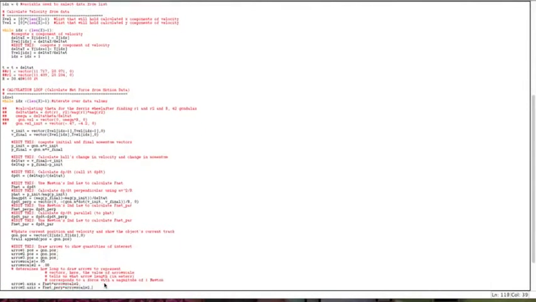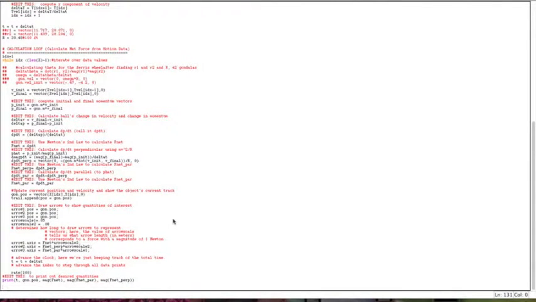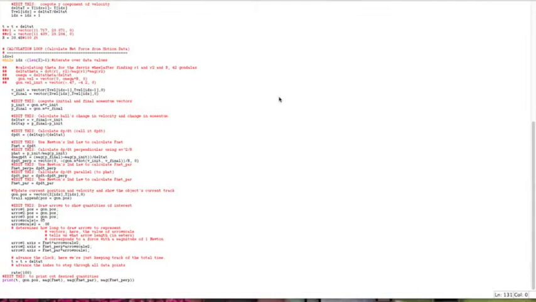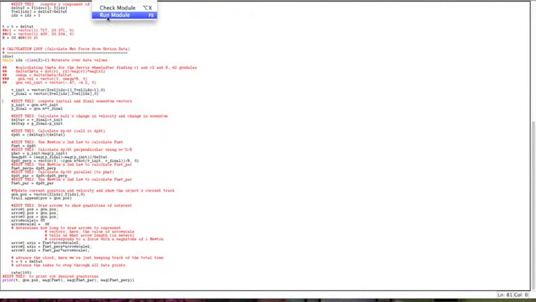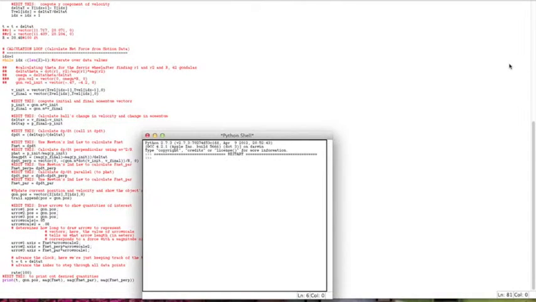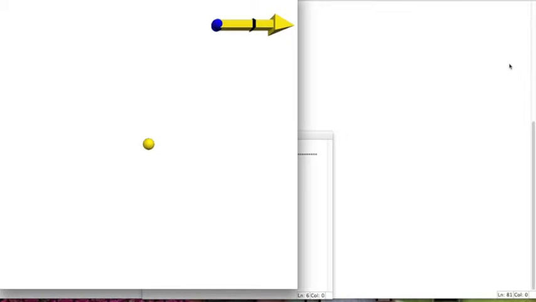However, to calculate Fnet perpendicular, I plugged in the formula mv squared over r and used Fnet minus Fnet perpendicular to find Fnet parallel. I also adjusted the individual arrow scales to point in the directions for Fnet, yellow arrow, Fnet perpendicular, blue arrow, and Fnet parallel, black arrow.